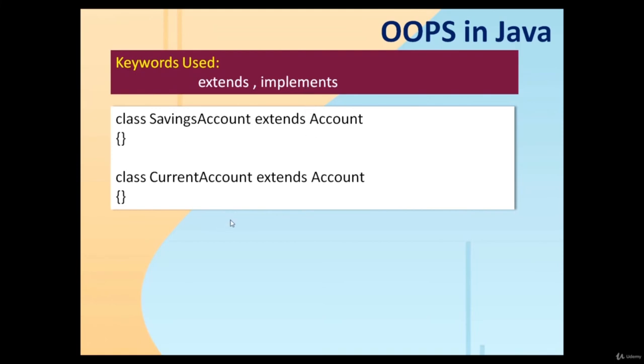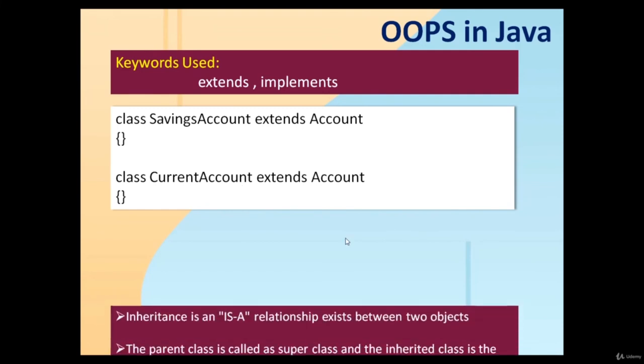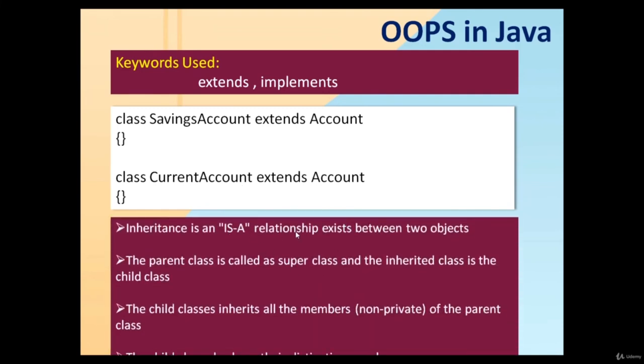So, savings account, current account. Savings account is an account, so it's nothing but an is-a relationship. Savings account is a child of Account, or savings account is an Account. Current account is an Account. So an is-a relationship exists between the two objects.